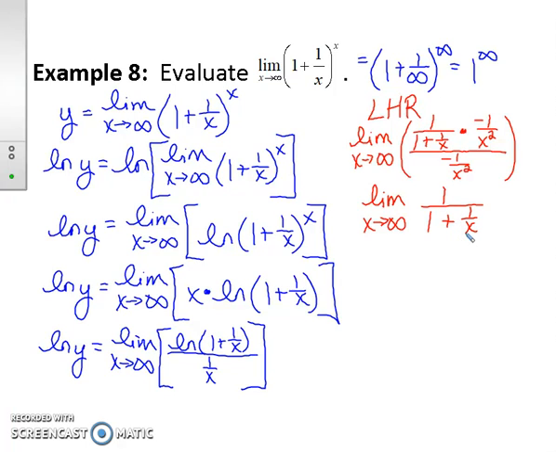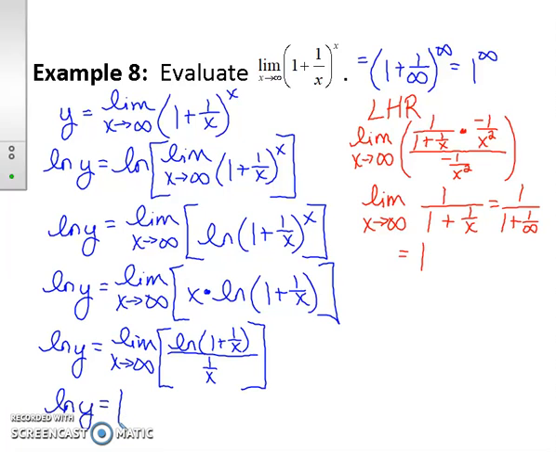Well, if I try to substitute infinity into that, I have 1 over 1 plus 1 over infinity. 1 over infinity is 0, and so this ends up equaling 1, which means that if I go back here in blue, the natural log of y is equal to 1, because that's what this limit turned into.